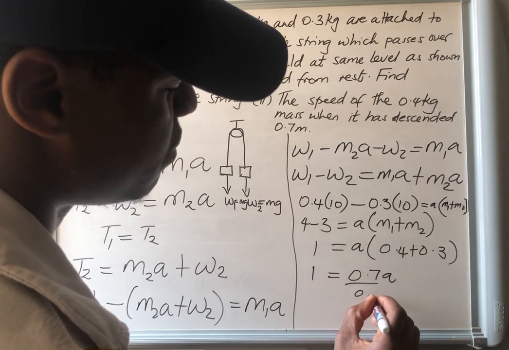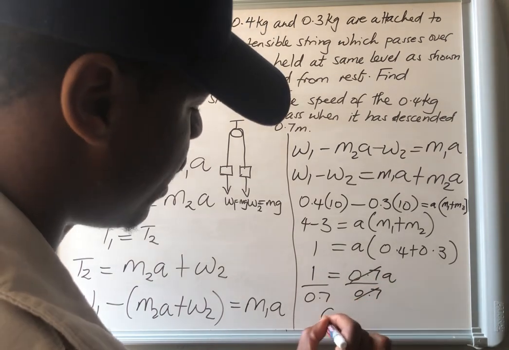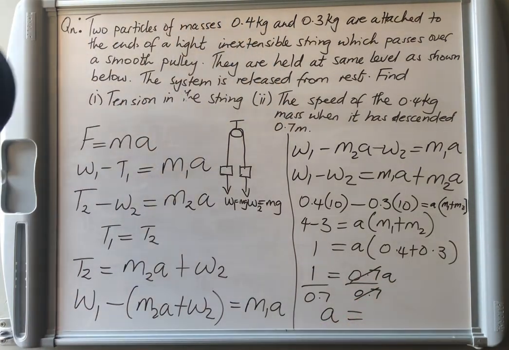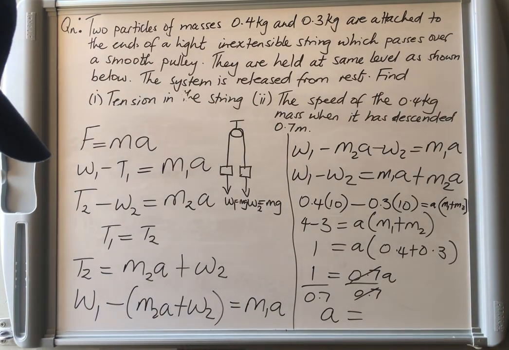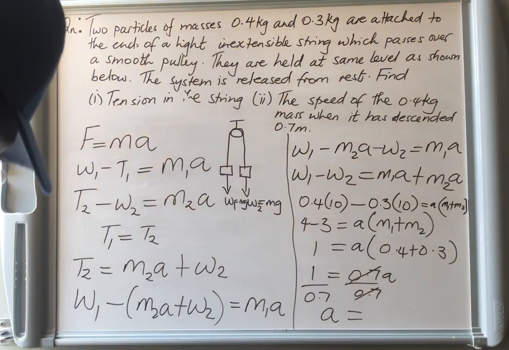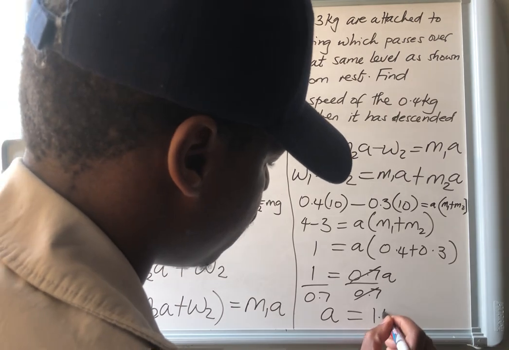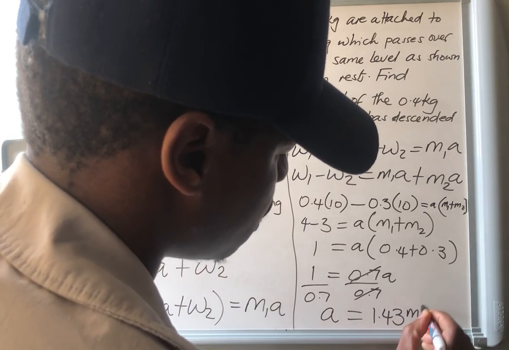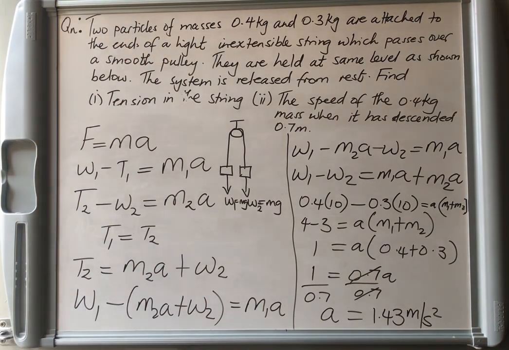So if I divide both sides by 0.7, I will have my a as 1 divided by 0.7. 1 divided by 0.7, that's 1.43 meters per second squared. Remember, this is an acceleration. So this is your acceleration, 1.43 meters per second squared.